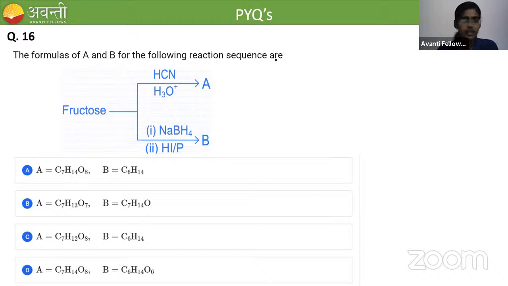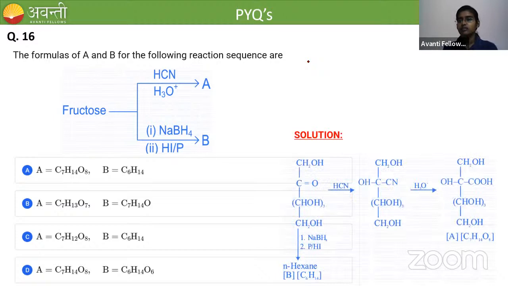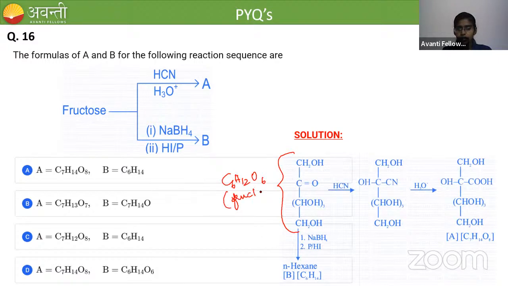Fructose on reaction with HCN, what happens? See the solution, all of you. This is your fructose molecule, where the formula is C6H12O6. This is the formula for fructose where we have the ketone group in the second position. And this fructose is reacting with HCN. So it forms cyanohydrin. Break the bond, add H to oxygen and CN to carbon. You'll get a cyanohydrin. And cyanohydrin on acidic hydrolysis.